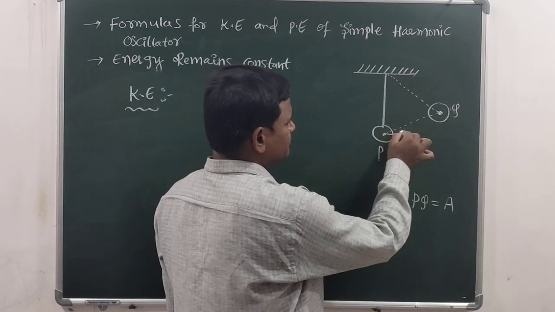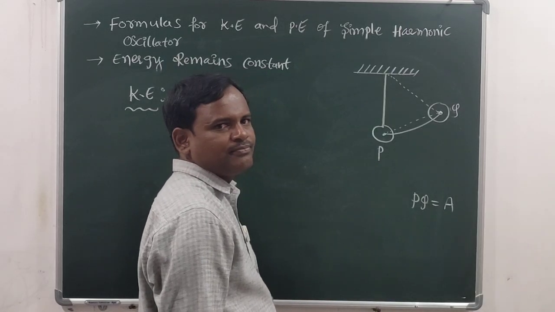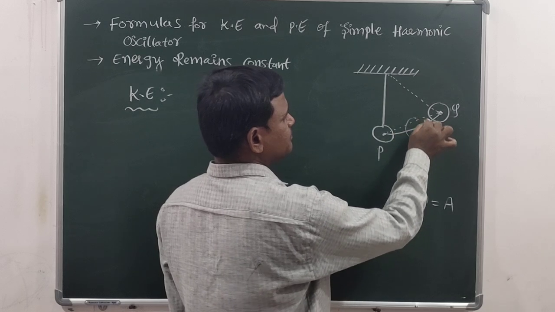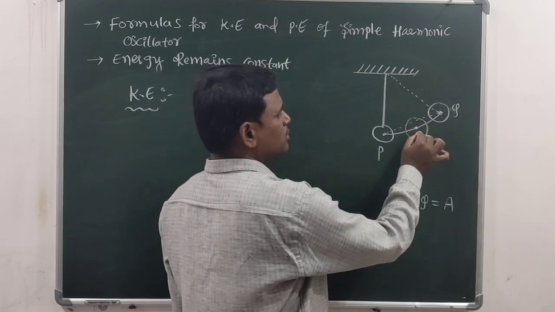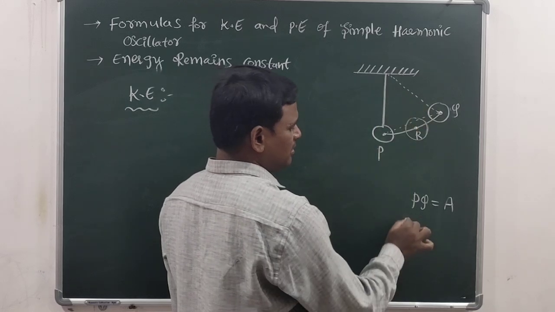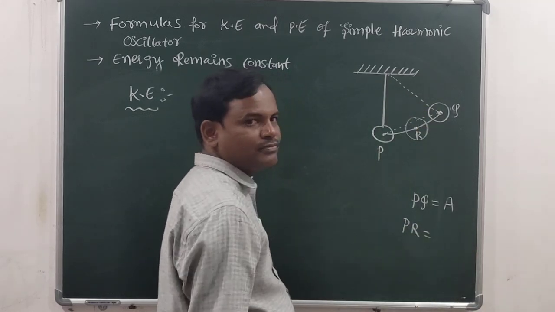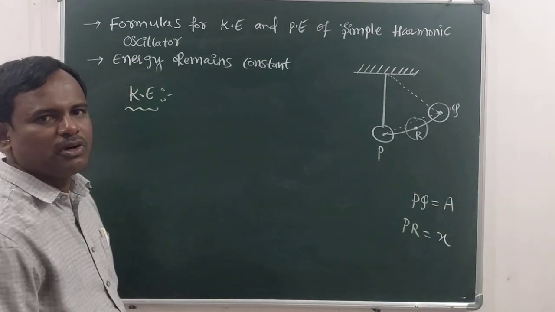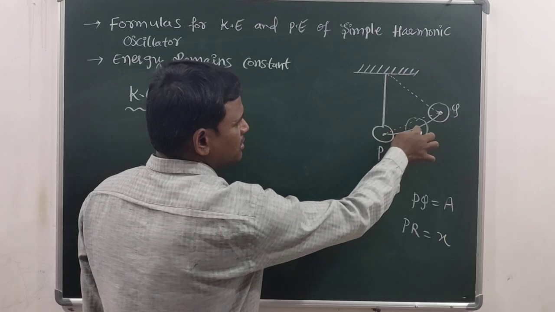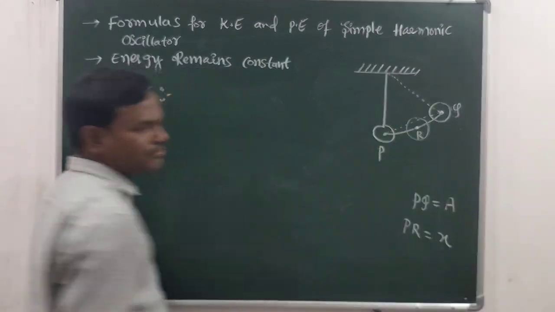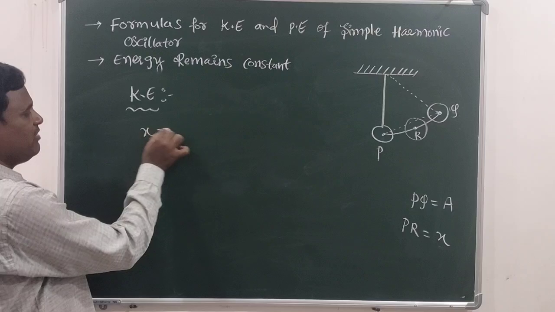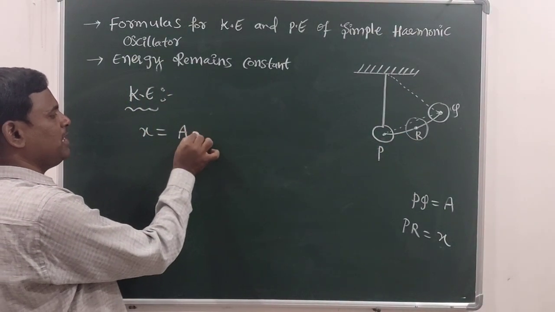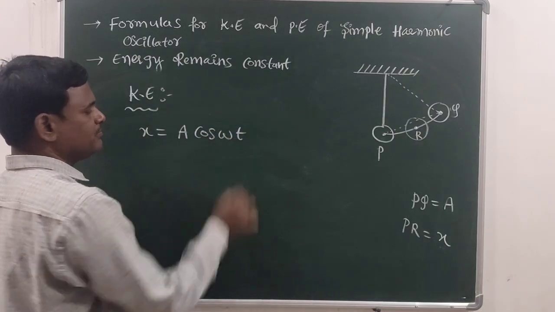So this is the path followed by the simple pendulum, and in the meanwhile, somewhere here, take the bob over here. Let us take this point as R. Now the displacement between P and R be small x. This is the shortest distance from P to R, x. Now you know the displacement equation of this bob is x equals capital A cos omega t.